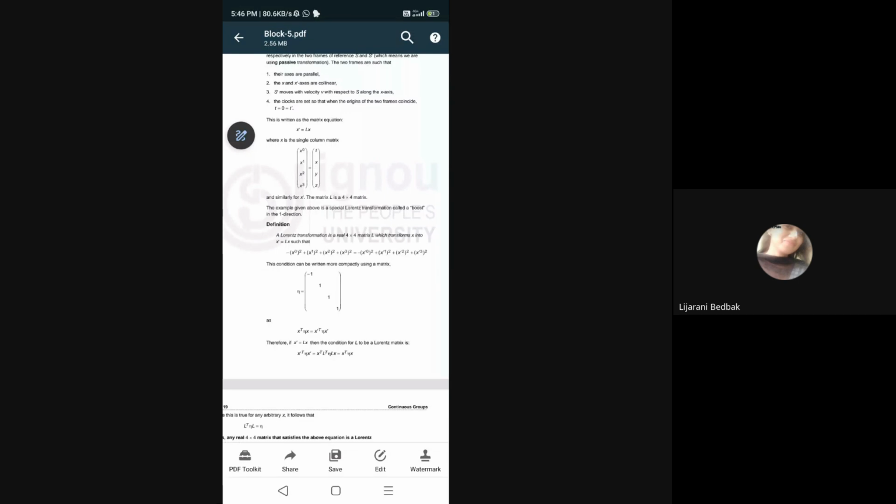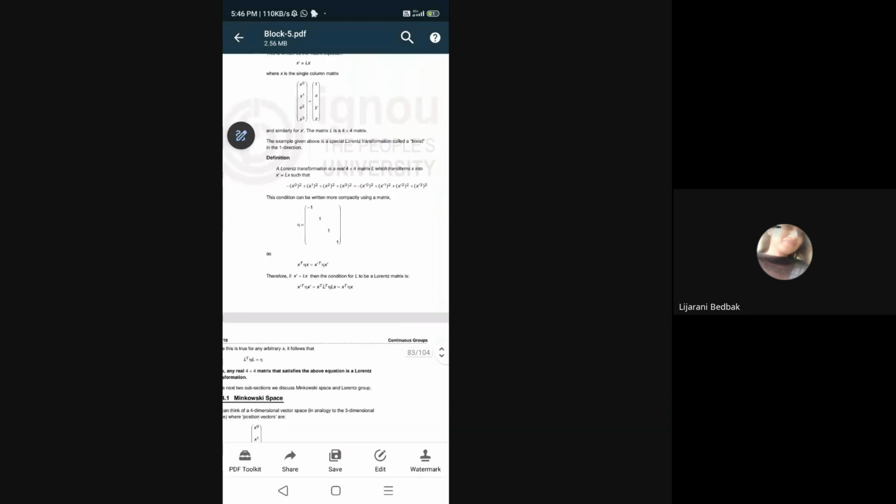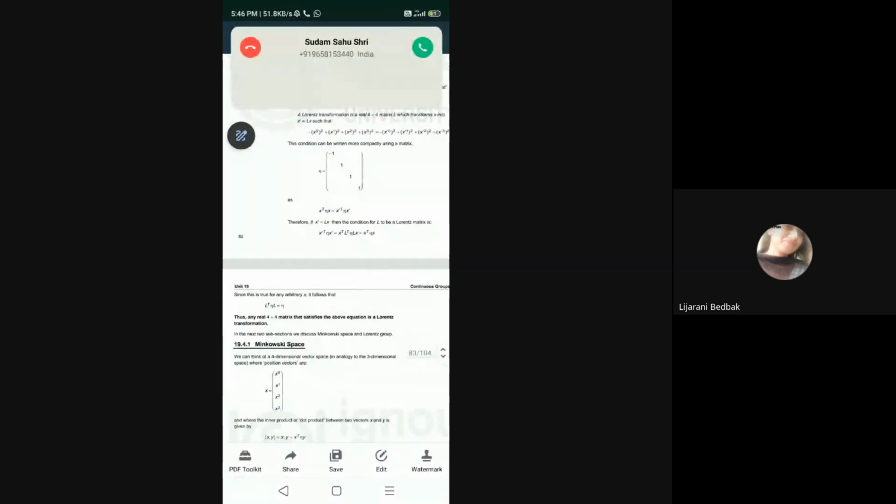Therefore, if x dash is equal to Lx, then the condition for L to be a Lorentz matrix is x dash transpose eta x dash equal to x transpose L transpose eta Lx equal to x transpose eta x. Since this is true for an arbitrary x, it follows that L transpose eta L is equal to eta. Thus, any real 4 cross 4 matrix that satisfies the above equation is a Lorentz transformation.